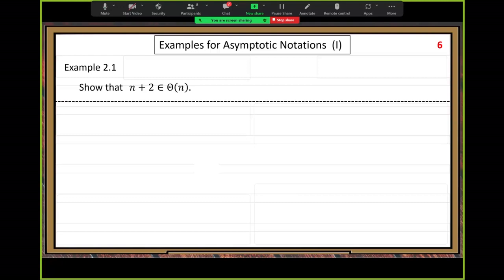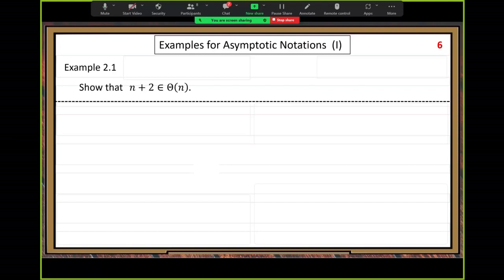For this type of function, I mainly use it to help you understand asymptotic notation better. In the homework, I do not ask you to show it like this. This is for understanding. There are 2 ways we can use to show that n plus 2 belongs to big theta of n. Here I need to attach this because I need to control the slide.